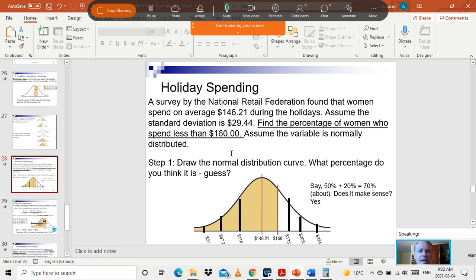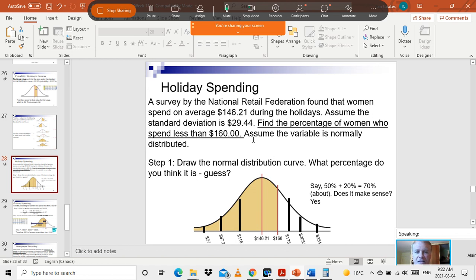A survey by the National Retail Federation found that women spend on average $146.21 during the holidays. I don't know, man. What is this, 1955? I spend more than that. I don't know what year this was from, but that's an interesting one.